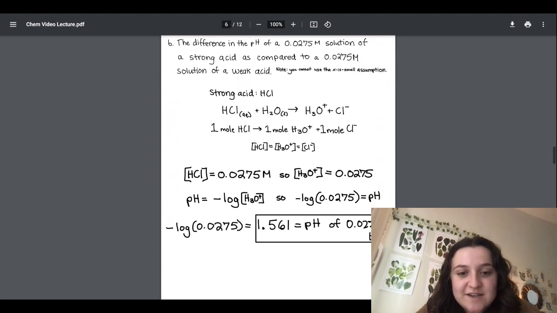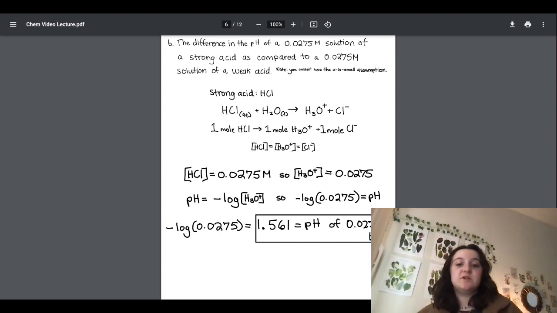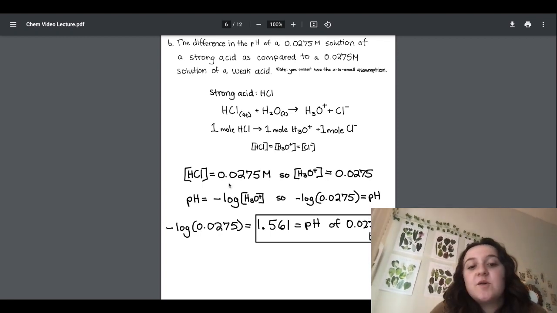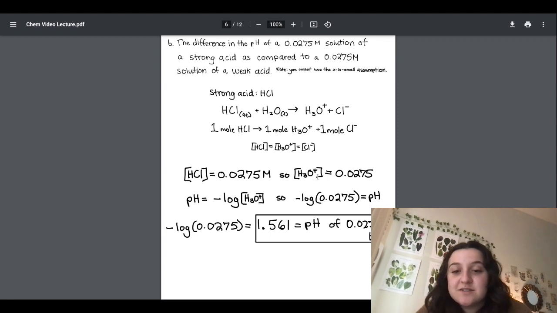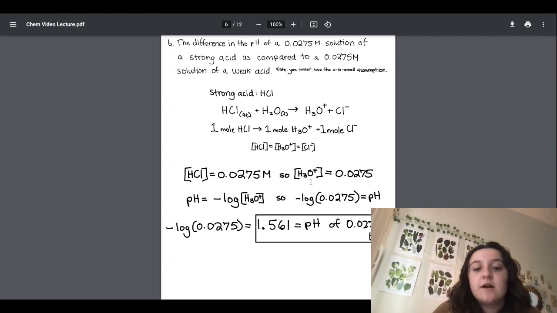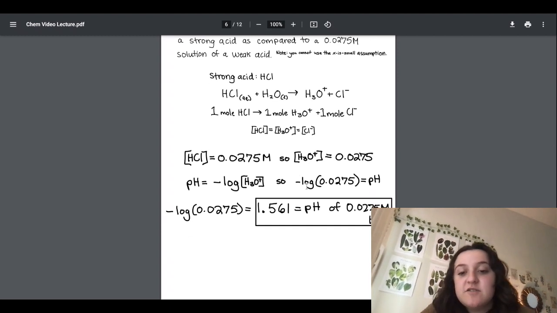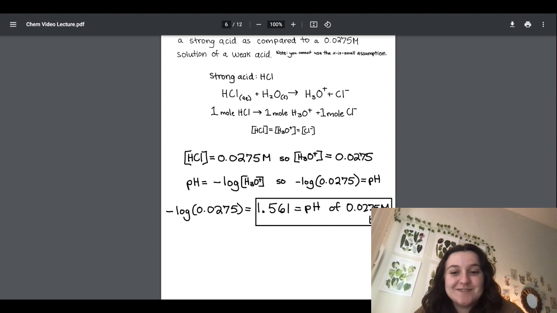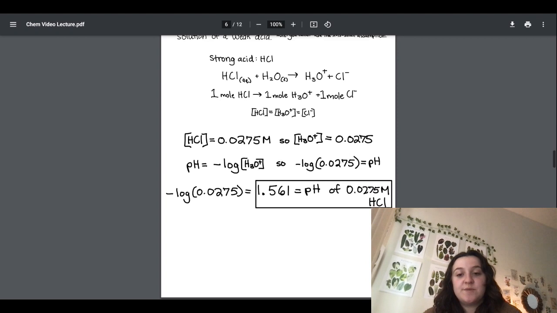So all I did was plug in 0.0275 M to this equation, because we know that the concentration of HCl is 0.0275 M, we also know that the hydronium ions are 0.0275 M. There should be an M here. So the negative log of 0.0275 is going to get us our pH. And when you plug that in, you get 1.561. So that is the pH of a strong acid at 0.0275 molar.